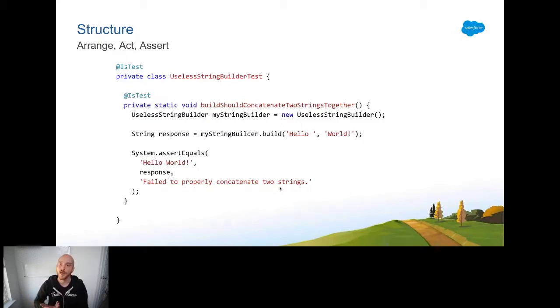We don't need to know anything about the useless string builder's build method. But if we read this test, we could probably implement this method ourselves. This one's rather trivial, but it helps you to understand that the unit tests are the system specifications. And the unit tests define at the lowest level how the system should behave.